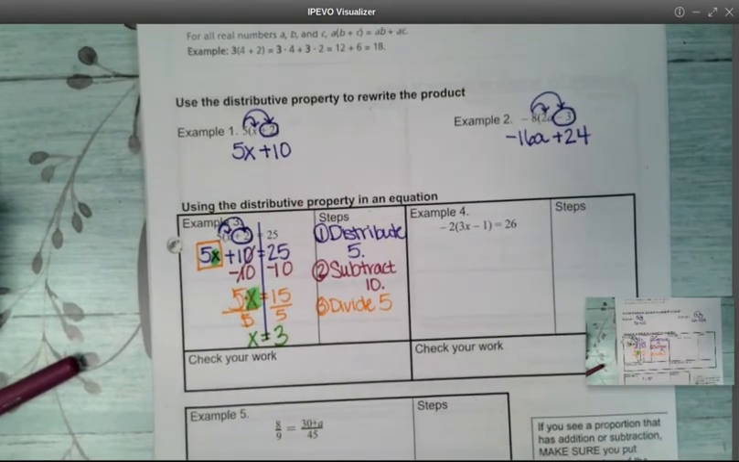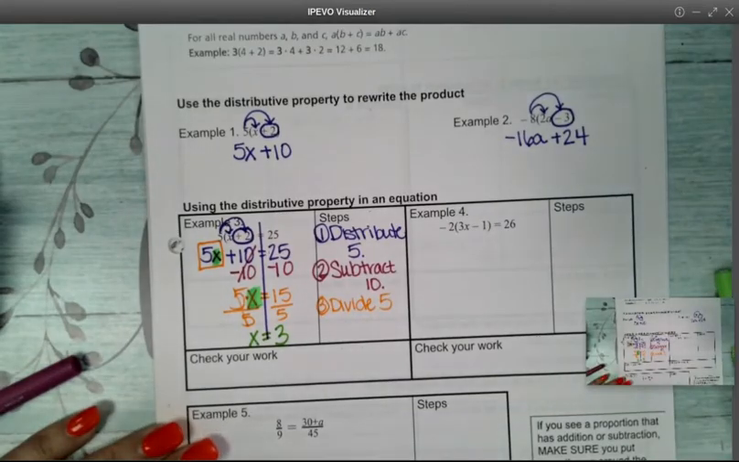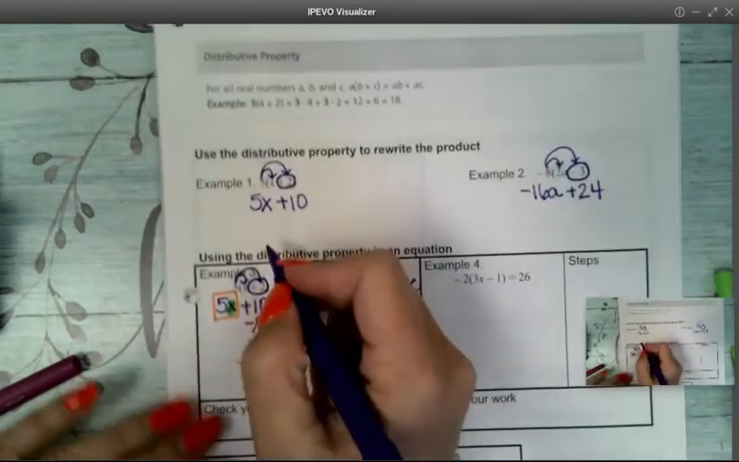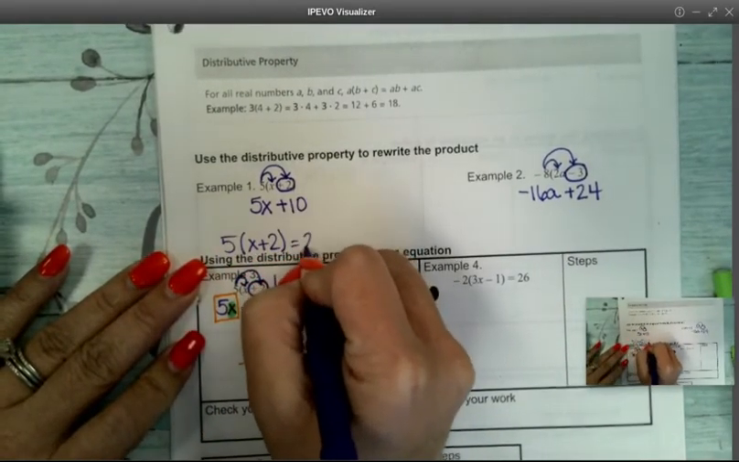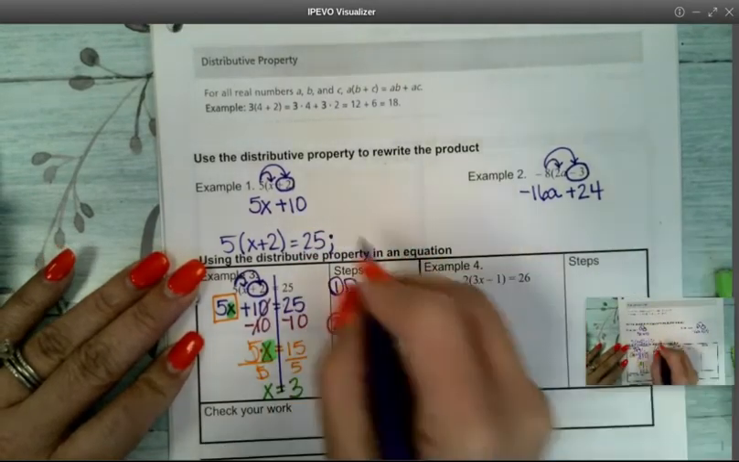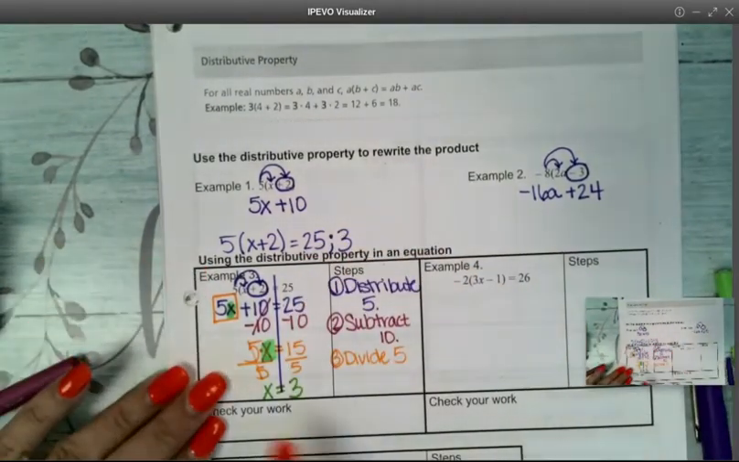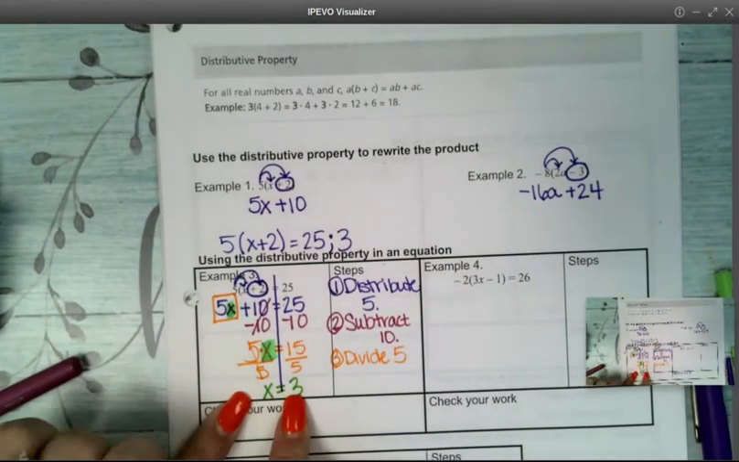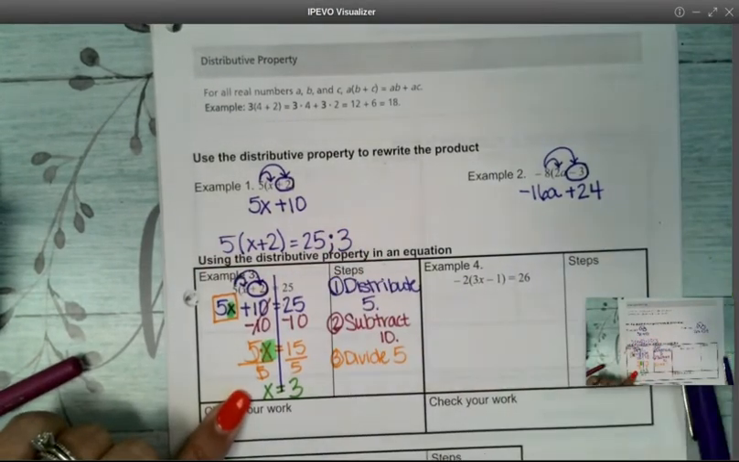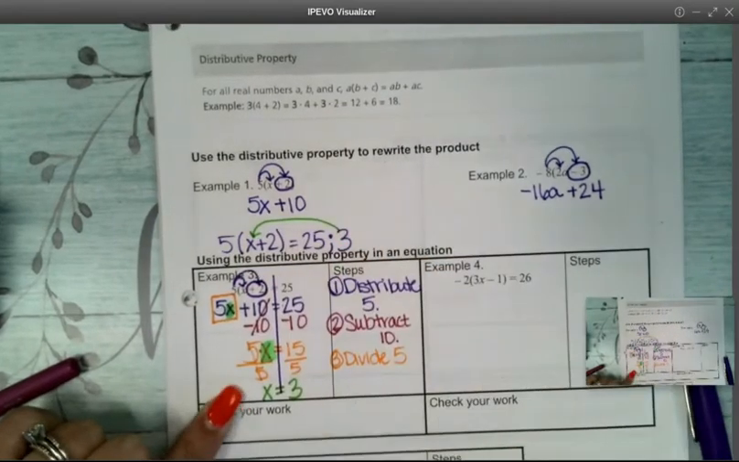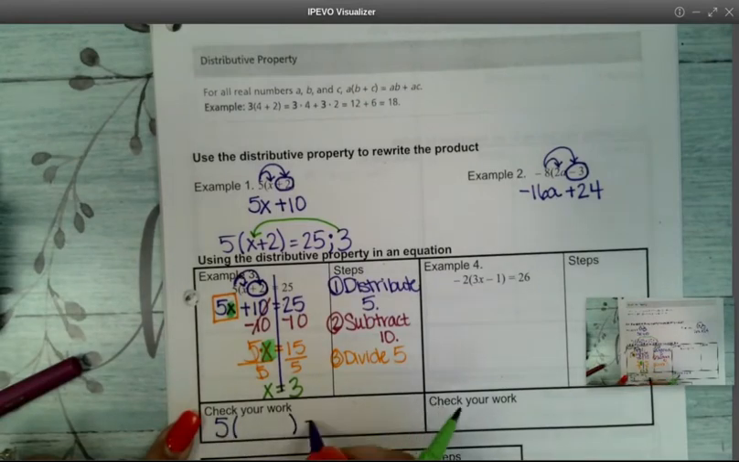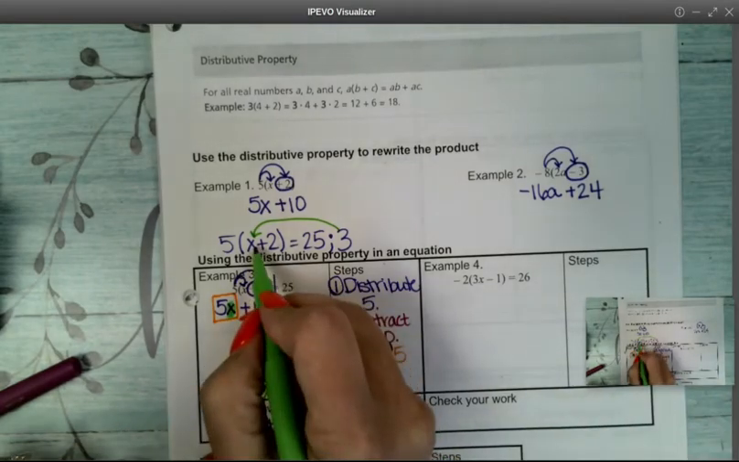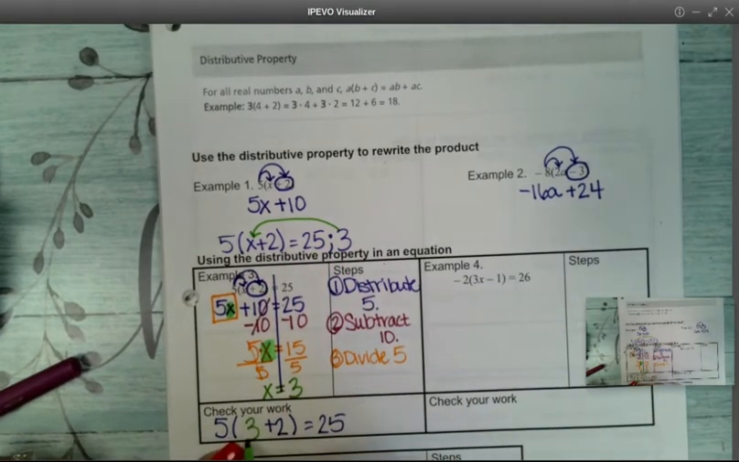Now, to check your work, a fancy way of seeing if 3 is a solution, they may write it like this: 5 parenthesis x plus 2 is equal to 25. If they put that semicolon there and say 3, all that means is x is equal to 3. They want you to check your work by plugging in the 3 where you see the x. So that's what I'm going to do down here under check your work. 5 parenthesis equals 25. Inside that parenthesis is an x, so I just found x was 3. I'm going to put a 3 there.